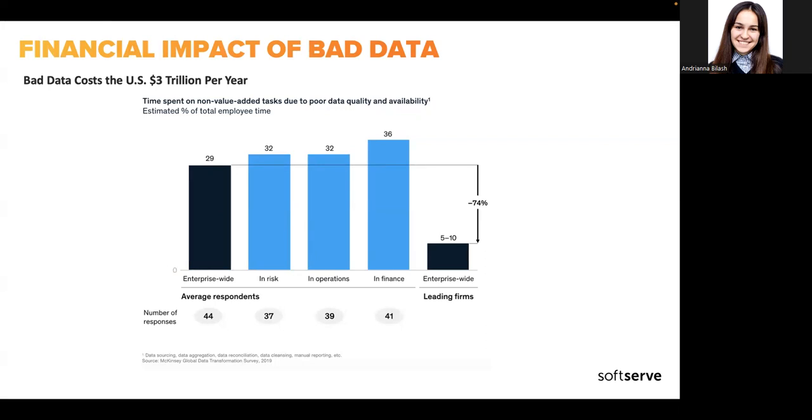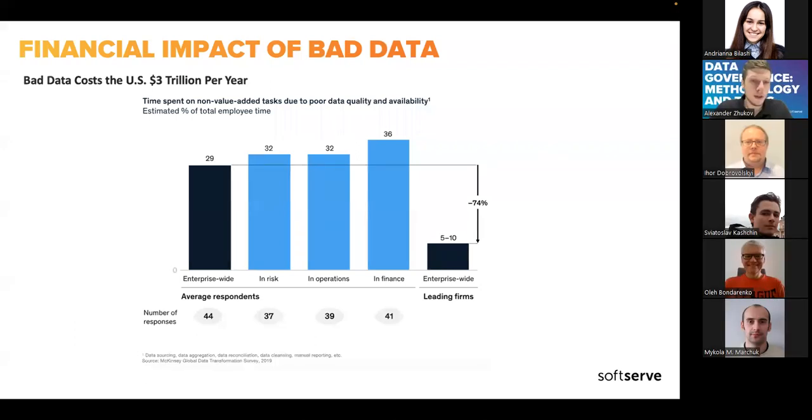And research from McKinsey showed that leading organizations spend on average 5 to 10% on tasks related to fixing data quality issues. This is 74% less than an average organization, which could spend up to 30% of the time of their data engineers or data analysts just fixing data issues.